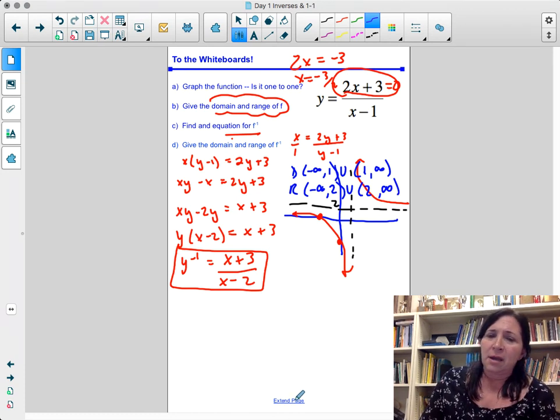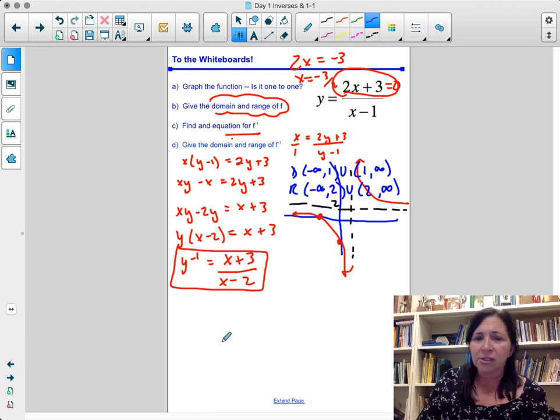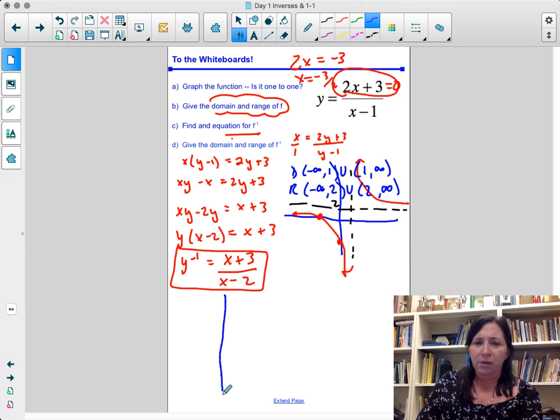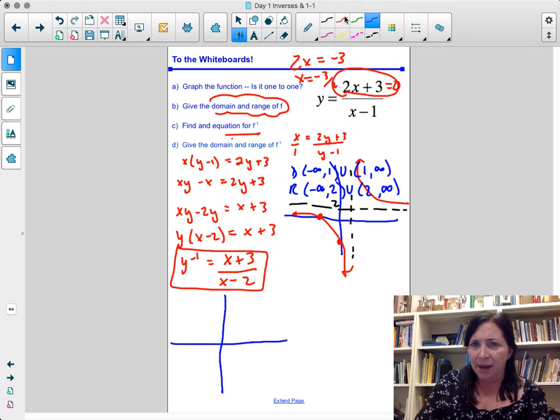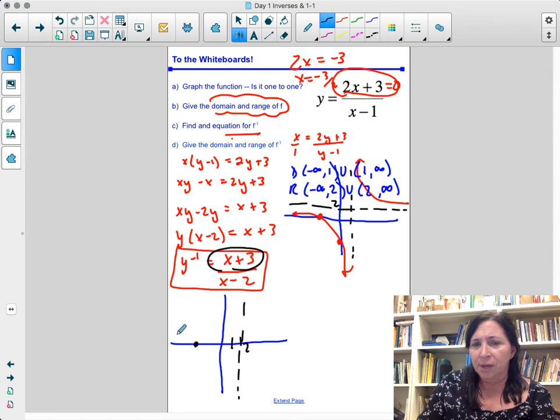Now, I know that we can reflect across the y equals x line, but I just want to show you what this graph would look like by graphing it again by hand. By doing that, you have a vertical asymptote at 2, an x-intercept at (-3, 0), and a horizontal asymptote at y equals 1, and an x-intercept at -3/2, which is 1.5. So your graph is going to do this, and this right here.